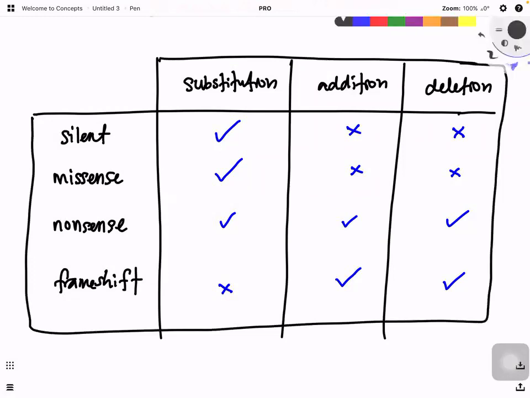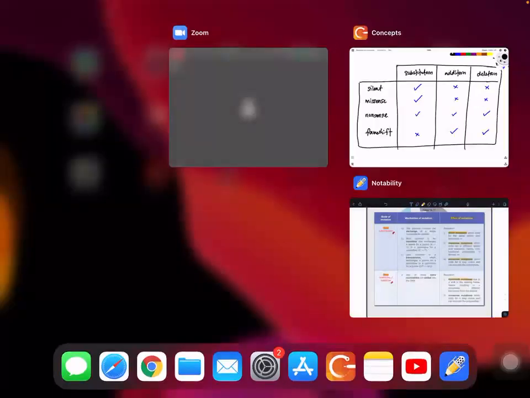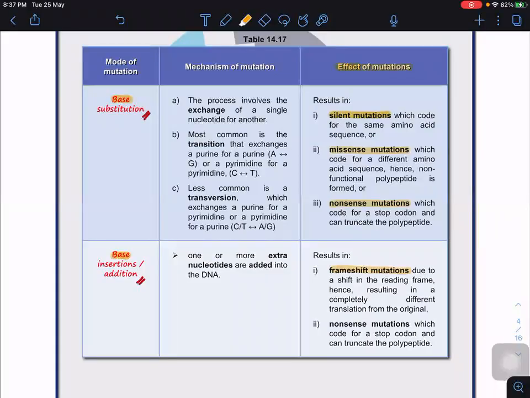So next, we come back to our notes and introduce some other terms. What is base substitution? Base substitution basically involves the exchange of a single nucleotide for another. The most common one is the transition. In a transition, we exchange a purine for a purine, or a pyrimidine for a pyrimidine, so we don't alter the type. It's quite common. For example, we have the T here.